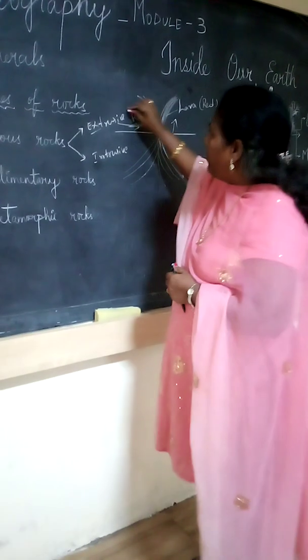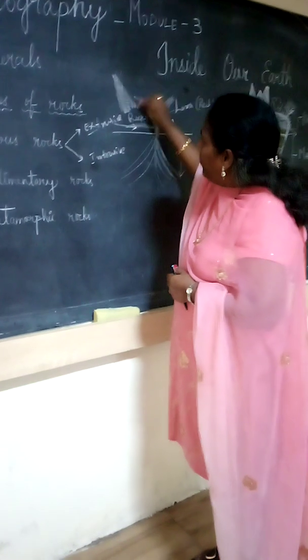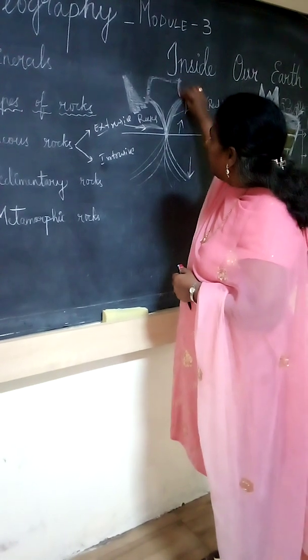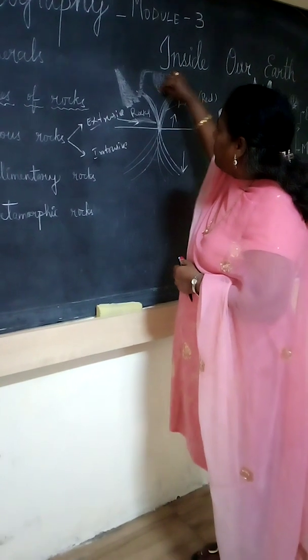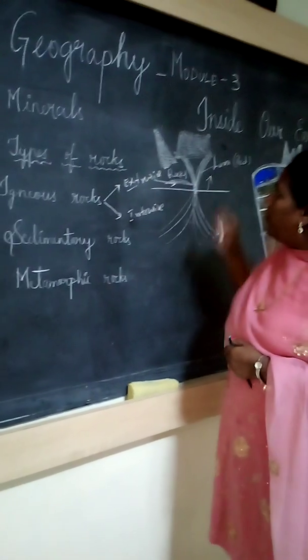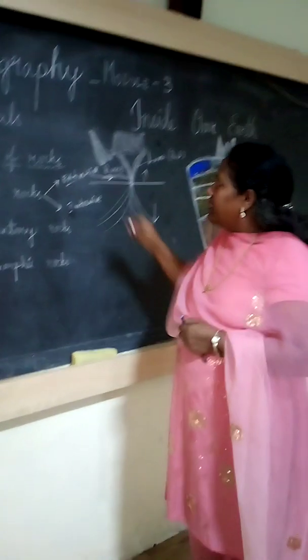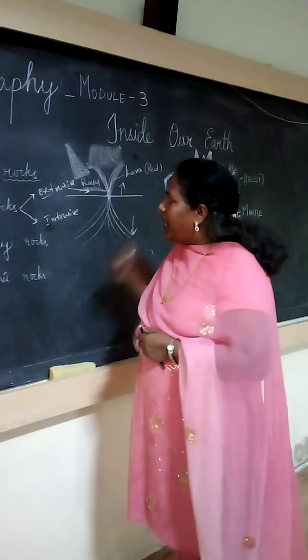It may be mountains. So here we can see the mountains. Some places we can see plateaus. An example is the Deccan Plateau in India. Like this it was formed. Some places we can see the mountains, and some places we can see the Deccan Plateau.